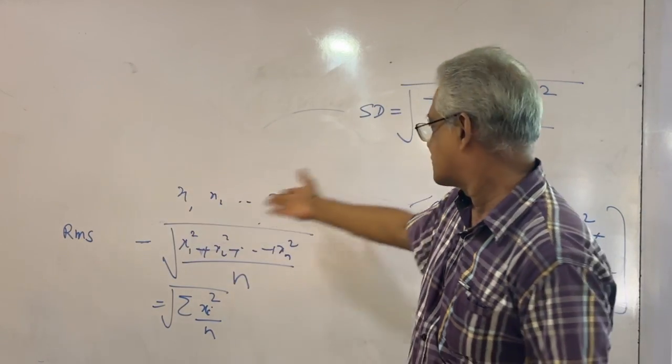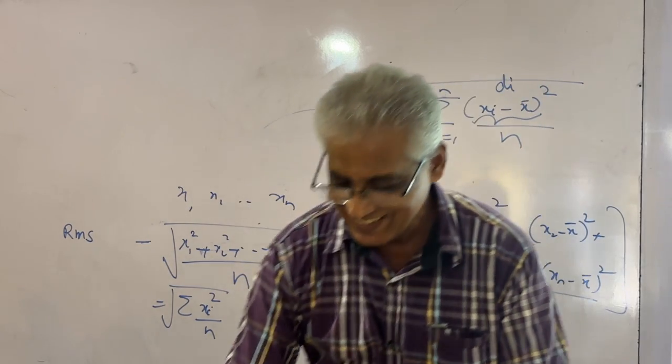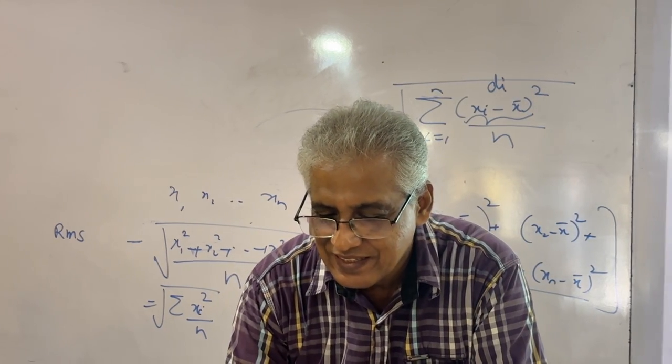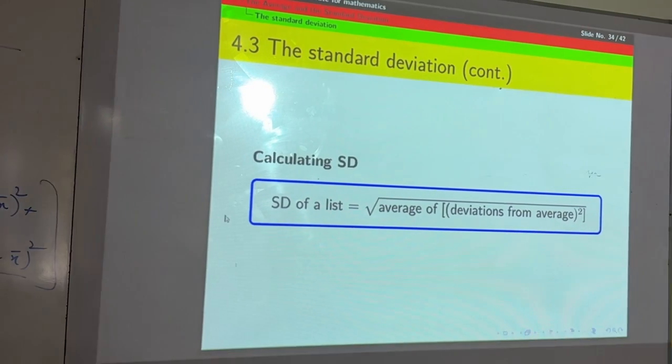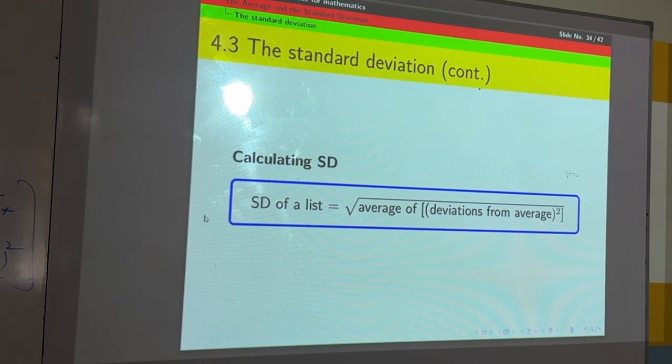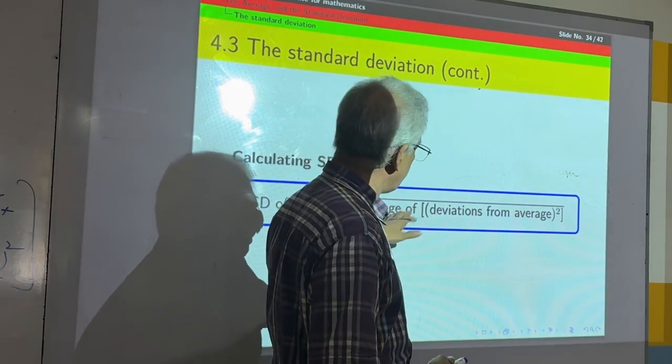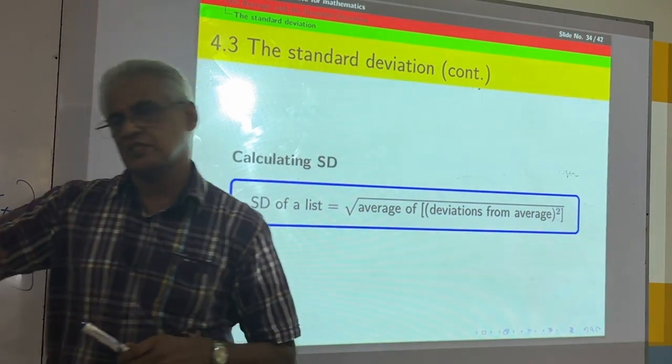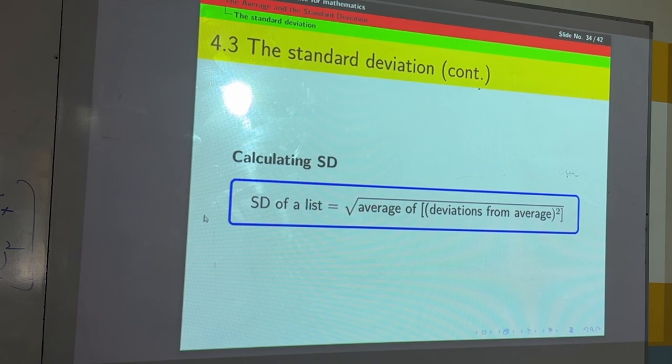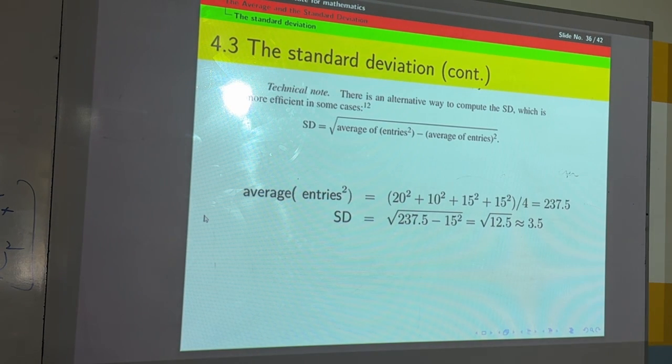Actually, mathematics students can directly understand this thing. So SD is therefore the square root of the average of the squared deviations from the average. I don't think I have to explain how to calculate these things and so on to you. But remember, SD has the same unit as the data.